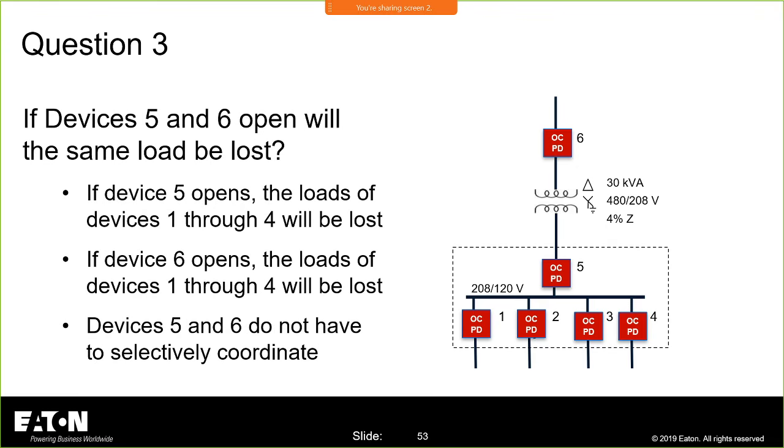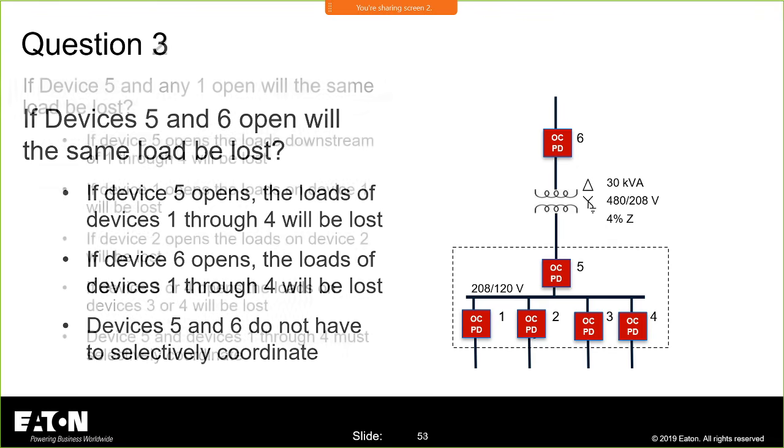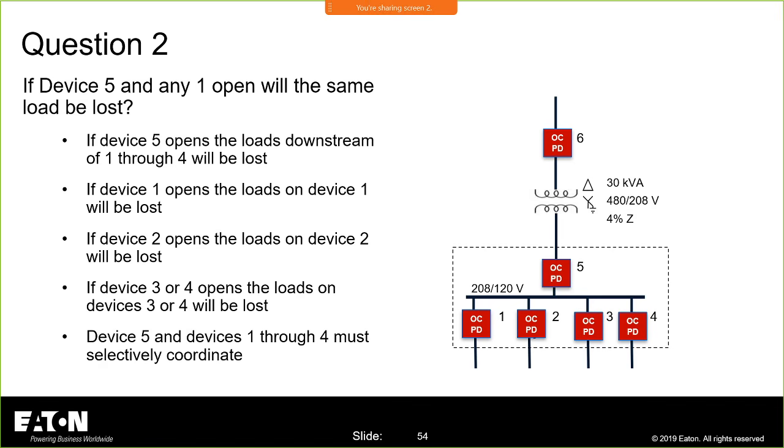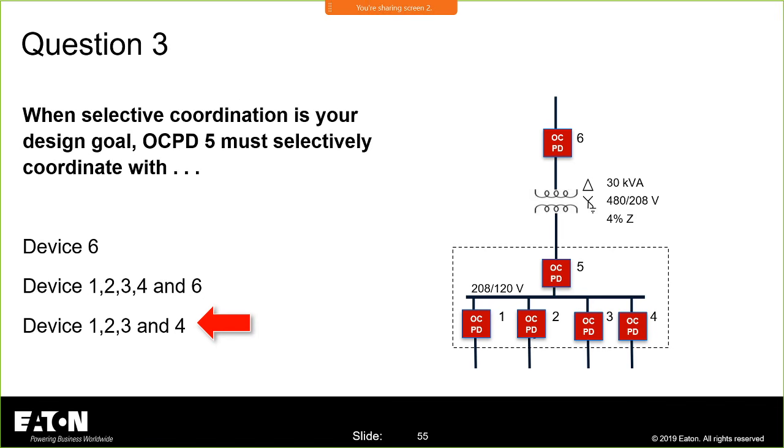All right, these next two slides basically just talk about exactly what I just said in writing. So the answer to that question is you have to selectively coordinate with devices 1, 2, 3, and 4, and that is it.